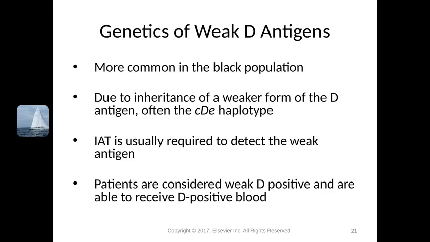So this is more common within the Black population, and it comes from a weaker form of the D antigen, and it often comes in the form of the little c, big D, little e haplotype genetically. So that's the typical one that we see, and we usually use that IgG phase. They are considered weak D positive, and they do get D positive blood.